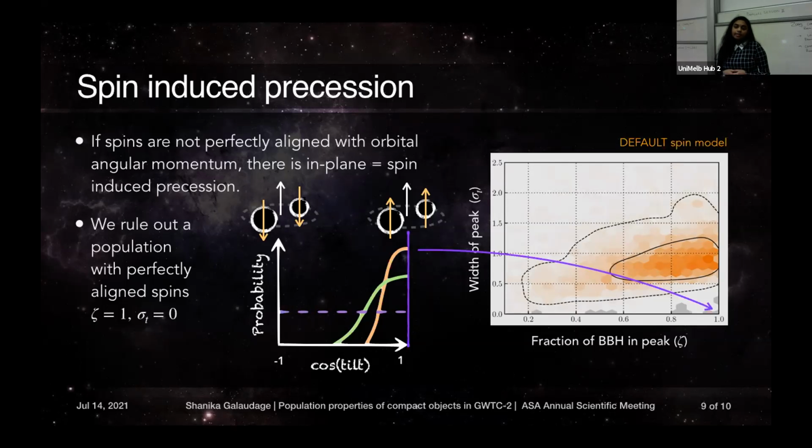And I'll point out that the broadness of this peak that we see can relate back to supernova physics, where you typically have the binaries aligned in isolated binary evolution. And if you have supernova kicks, they can misalign them. And the amount that it misaligns can be modeled by how broad that peak is.